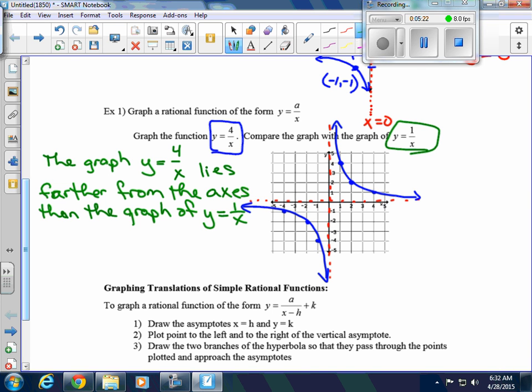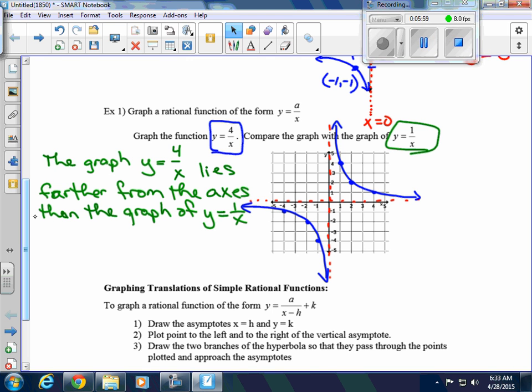We also know that both graphs lie in the first and third quadrants, and they both have the same domain, the same range, and the same asymptotes. Our domain for this function would be all real numbers except for 0, so x cannot equal 0. The range for this function would also be all real numbers except for 0, so y cannot equal 0 in this graph.